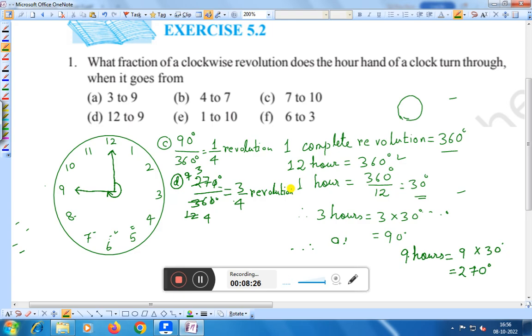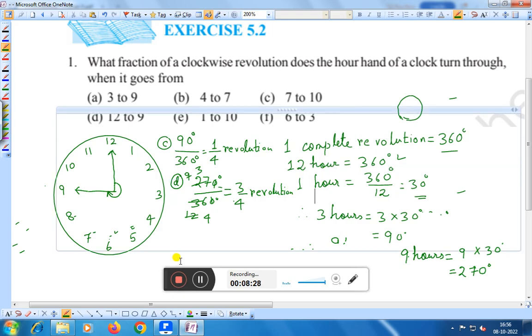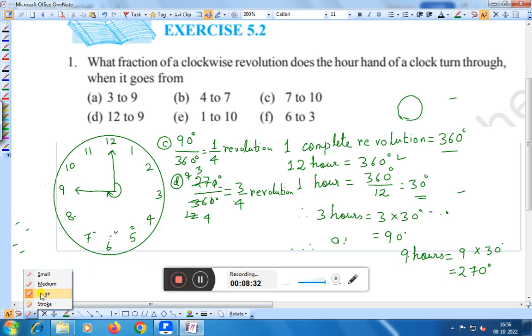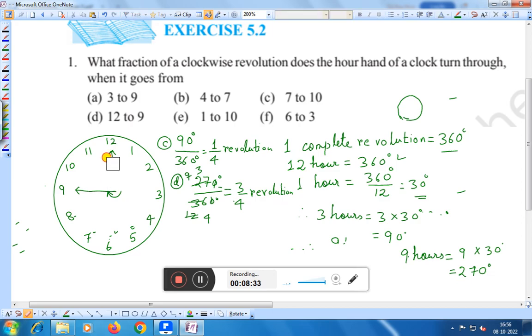Right? Now question number E is 1 to 10. Next question we will do this one, question number E, 1 to 10. We'll rub this one. Now we'll rub question C and D also.